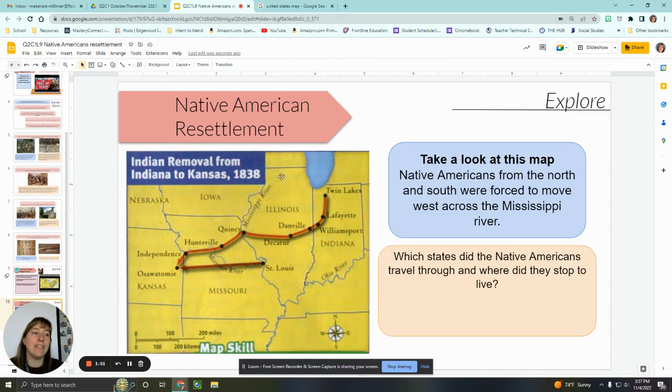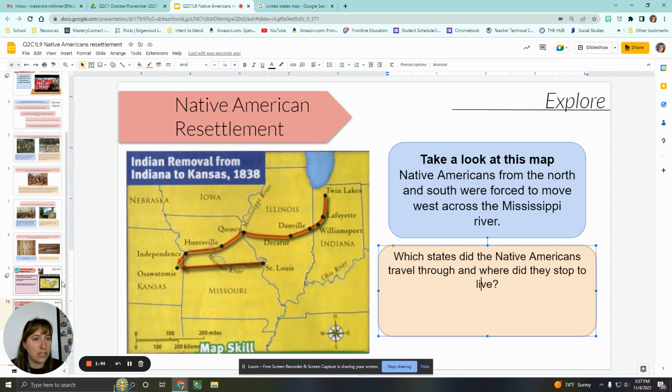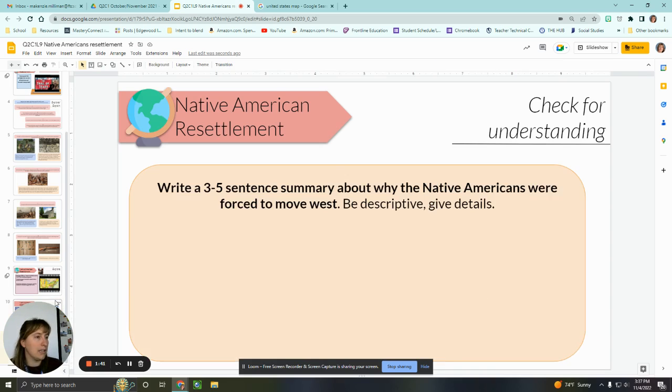Next, you have this map here that shows you how they were right here and they moved out west, okay? Take a look at it, answer the question, write like a 4th grader. And then lastly, you are going to write a 3 to 5 sentence summary about why Native Americans were forced to move out west. Be descriptive. Give examples. Talk about the map. Talk about the 4 reasons why they were, the biggest reasons why they were moved out west. There's probably 100 reasons why they had to move out west. I gave you 4. I expect you to be descriptive and give me details in this last slide.